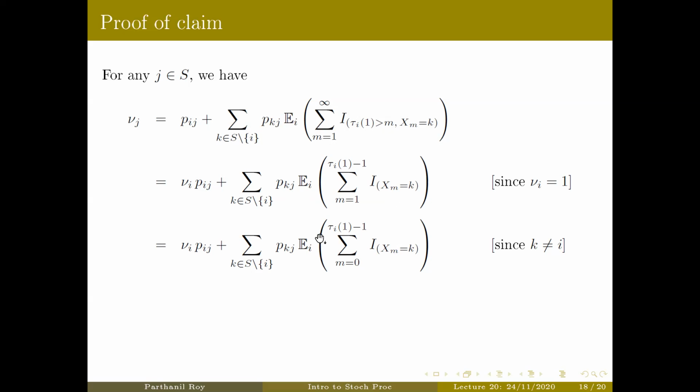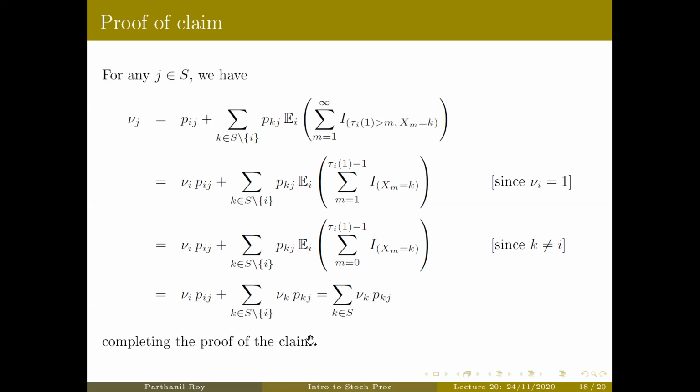Now, what is this quantity? This quantity is something we know. This is just ν_k. So what we have shown is that ν_j is ν_i p_{ij} plus the sum of ν_k times p_{kj}, where k runs over all the states except i. So this is just the sum over all the states of ν_q p_{qj}, which proves that ν is indeed an invariant measure for the Markov chain.